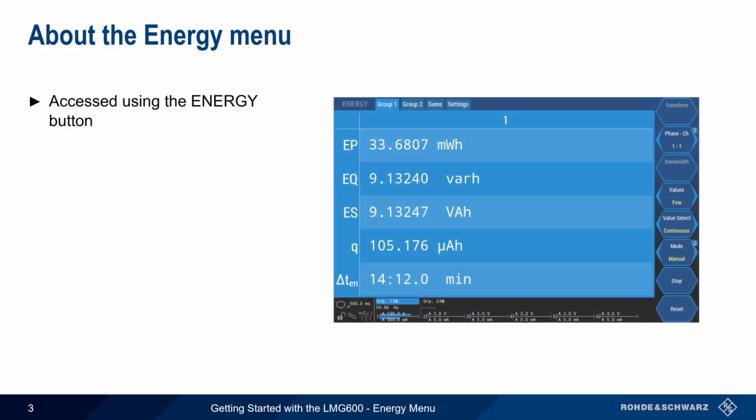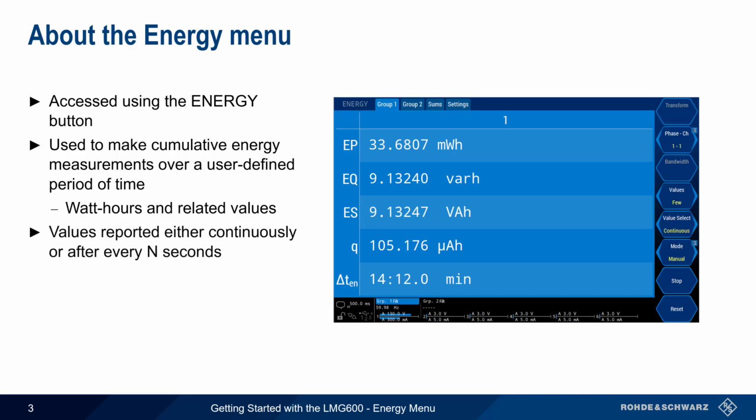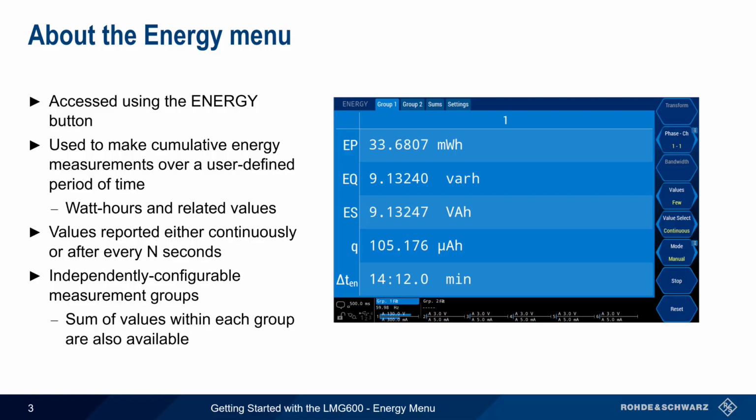The Energy menu is accessed using the Energy button on the front panel of the LMG. This menu is used to make cumulative energy measurements over a user-defined time period, that is, values in units of watt-hours and related quantities. These values are reported either continuously or after a user-defined number of seconds. The LMG supports independent simultaneous energy measurement for each configured group, and the sum of the values in each group can also be easily displayed.